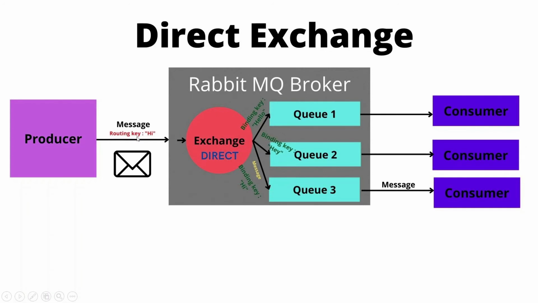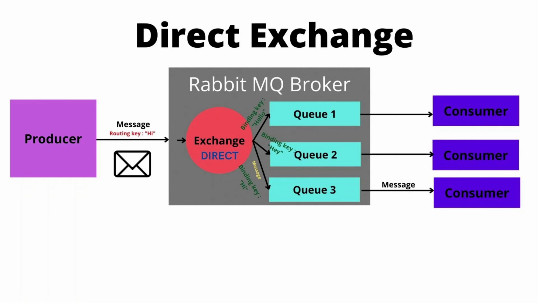It takes a look. The routing key of that message is high. Does it match binding key hello? No, so it doesn't send the message to Q1. It does the same for every single queue. It finds that the routing key of the message, which is high, matches exactly the binding key of Q3, which is also high, which is why the message has only been routed to Q3, and the consumer, of course, has been notified because it's listening to that queue.